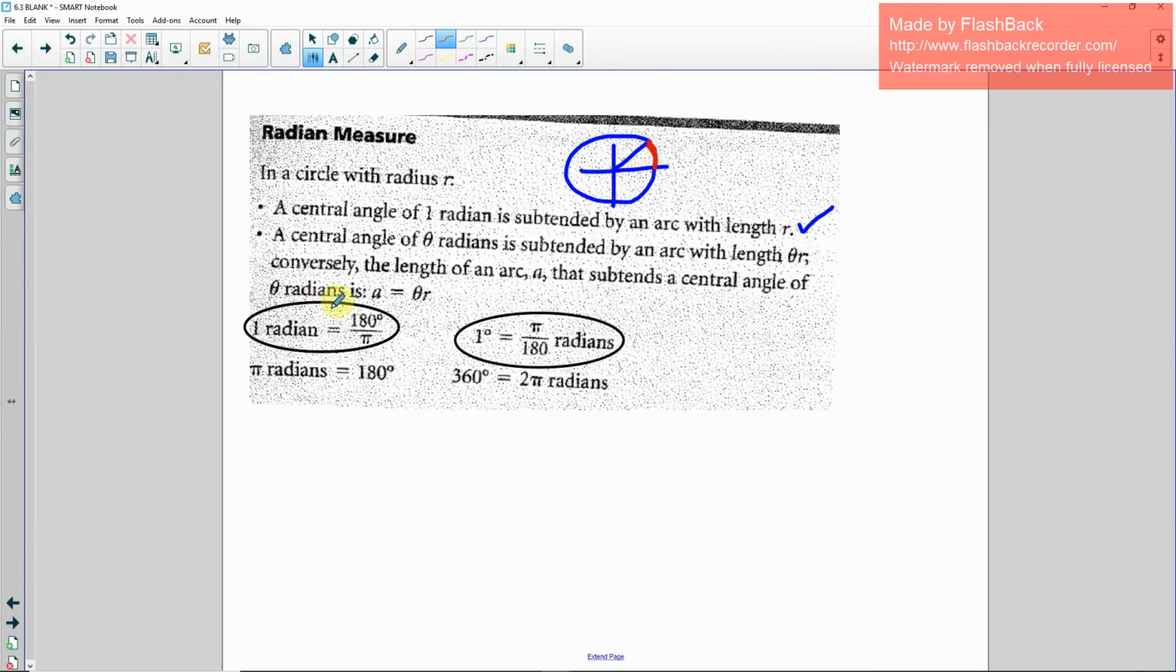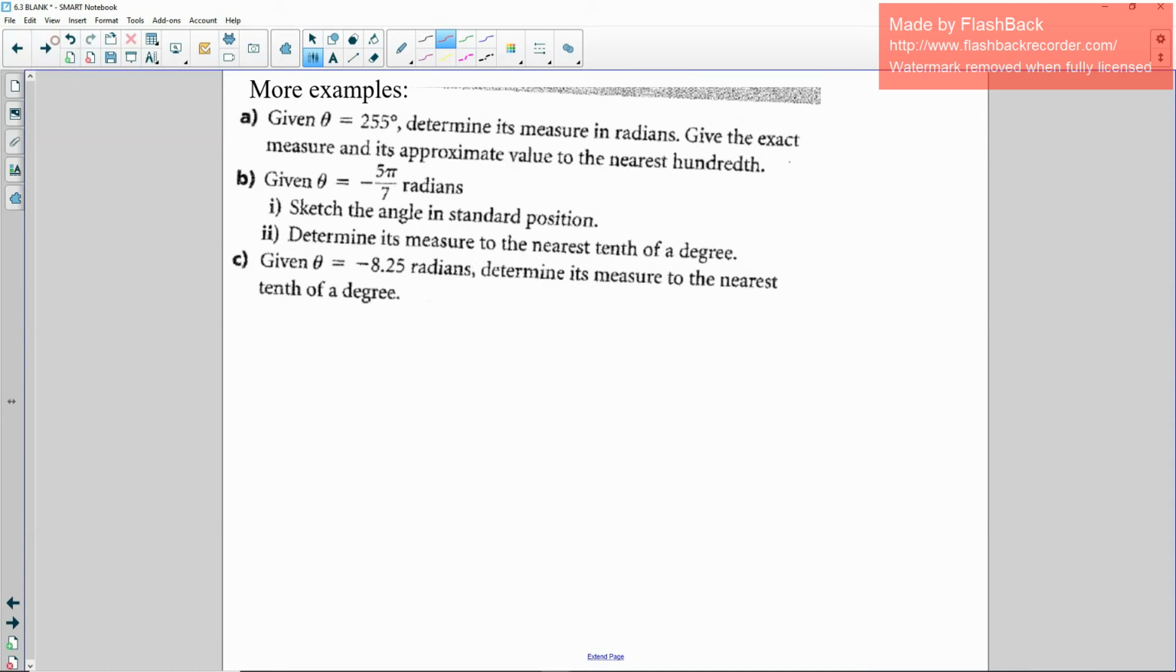The important things to remember are the conversions. 1 radian is that, and 1 degree is this many radians. These formulas are not on your formula sheet. Okay, so they're not provided. You straight up just have to memorize them. Sad. Okay. I don't think we need to do this. You know what? I lied. Let's do some of it.